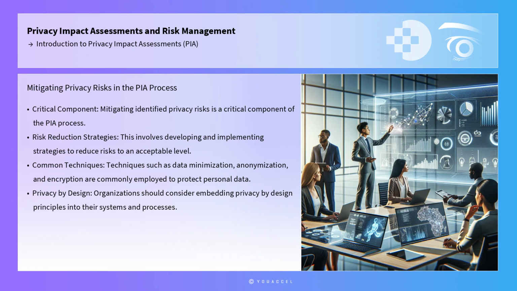Mitigating identified privacy risks is a critical component of the PIA process. This involves developing and implementing strategies to reduce risks to an acceptable level. Techniques such as data minimization, anonymization, and encryption are commonly employed to protect personal data. For example, a financial institution implemented data anonymization techniques to protect customer information, resulting in a 30% reduction in data breach incidents. Furthermore, organizations should consider embedding privacy by design principles into their systems and processes, ensuring that privacy considerations are integral to the development of new products and services.